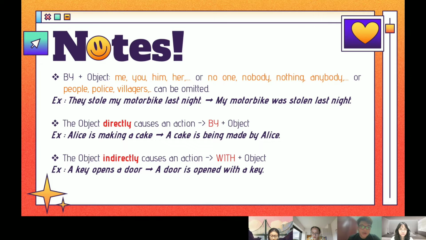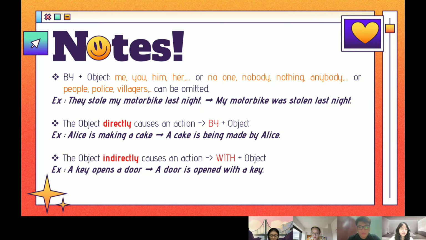If a person or an object is the tool in the action in the active sentence, you can use with before the object in the passive sentence. One more example: a key opens the door becomes the door is opened with a key. That's all. Let's get back to Bảo.